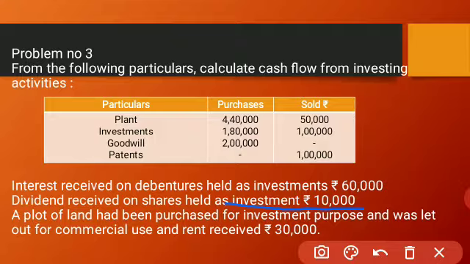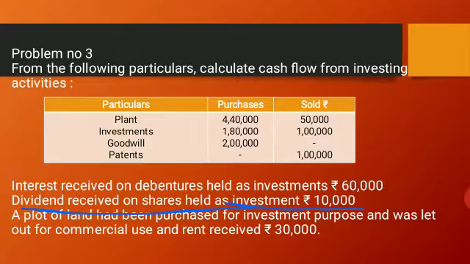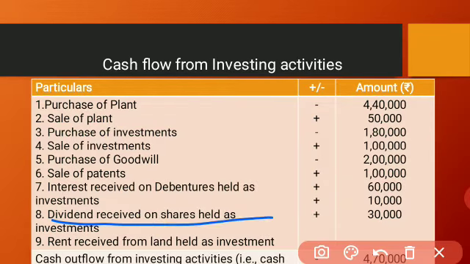Like an investment. So they are receiving a dividend. Again cash is coming to the business. How much? 10,000 rupees is coming to the business. So what we have to specify? We have to specify dividend received on shares held as investment, 10,000 rupees has been received.